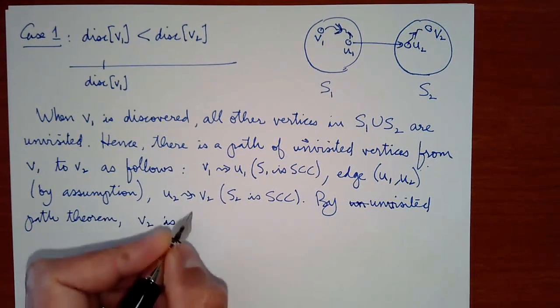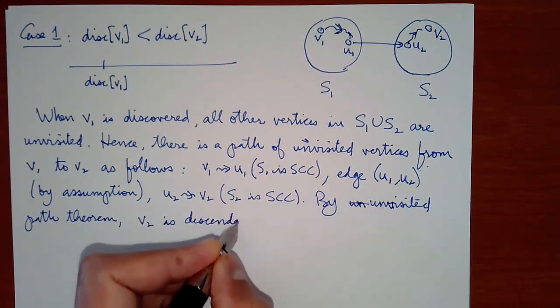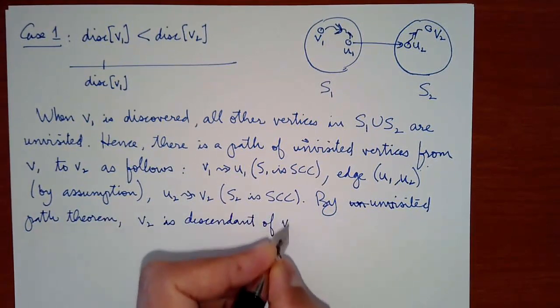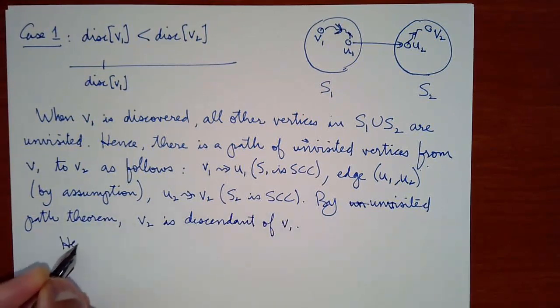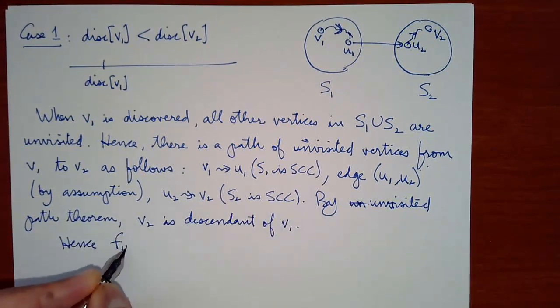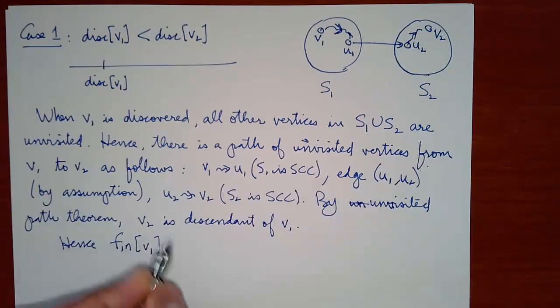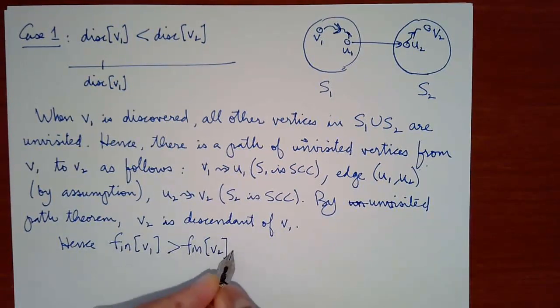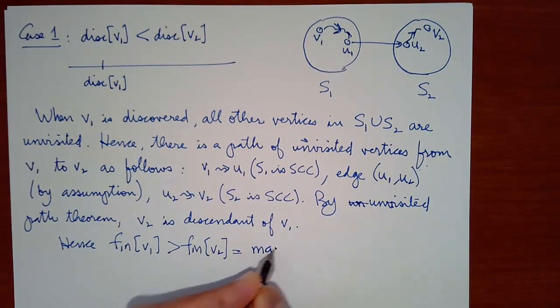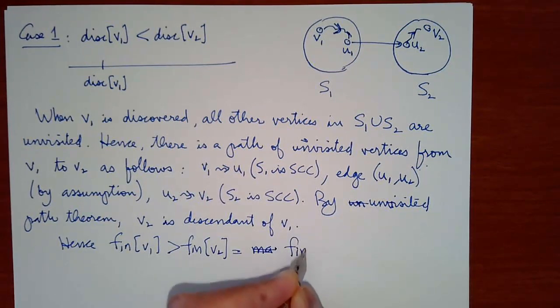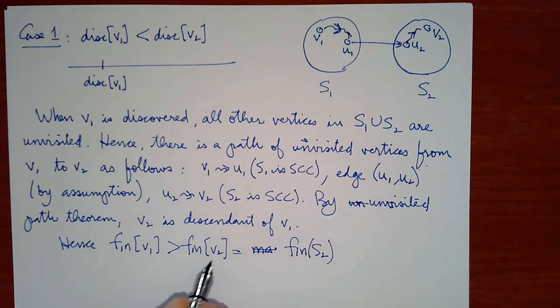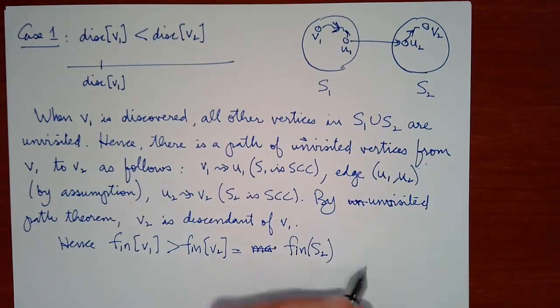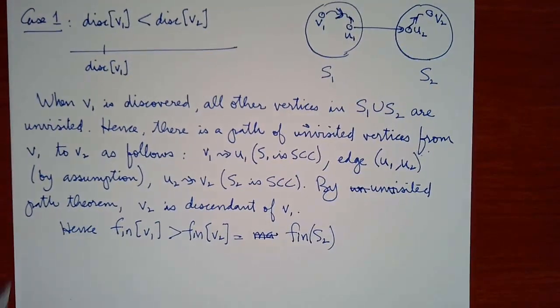V2 is a descendant of V1, hence the finish time of V1 is more than the finish time of V2, and this is exactly equal to the finish time of S2, right? Because V2 is the maximizer. So that takes care of this case.